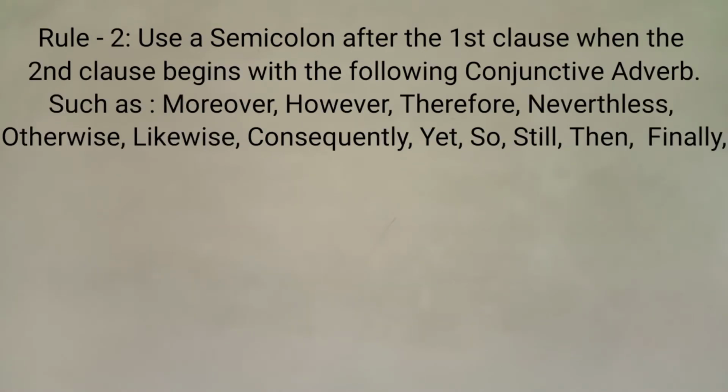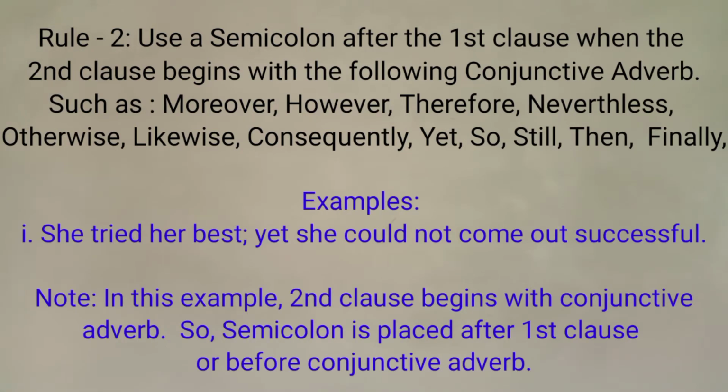Okay. Rule number 2: use a semicolon after the first clause when the second clause begins with the following conjunctive adverbs: moreover, however, otherwise, therefore, nevertheless, yet, so, still, then, finally, likewise, consequently. Okay. Example: he tried her best; yet he could not come out successful.